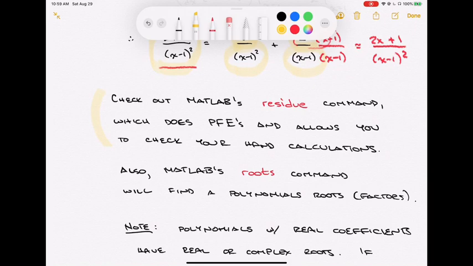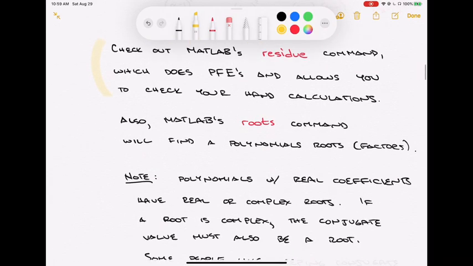You should be able to know for certainty that you did the partial fraction expansion correctly. There's also a roots command in MATLAB. The roots command allows you to root out a polynomial and find its factors or its roots. We know that this is a necessary step as part of the partial fraction expansion. Once we had a strictly proper rational function, the next step was to root out the denominator so we know what each piece of that expansion is.